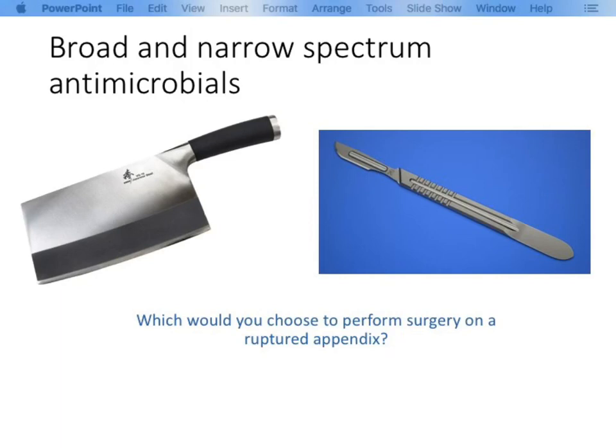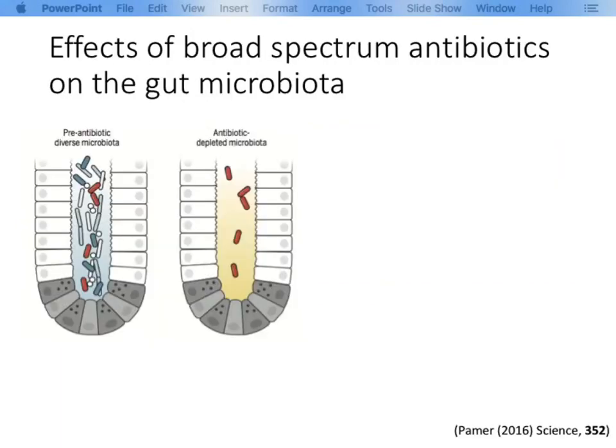If you're going into surgery, would you rather use a butcher knife or would you rather use a scalpel to cut somebody open? Okay? And this one's a ruptured appendix as the surgery. This is kind of how we have to think about it: are you just going to go in and who cares how messy it is, you get it done, or do we want to be more tailored with our techniques? That's the idea behind a broad versus narrow spectrum antibiotic.